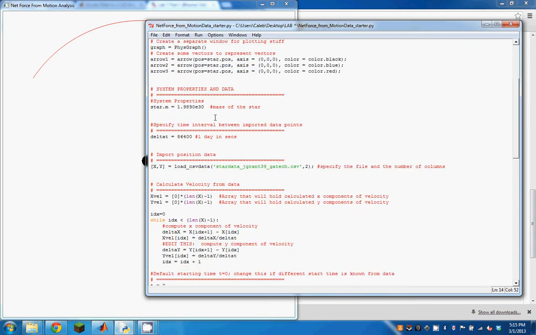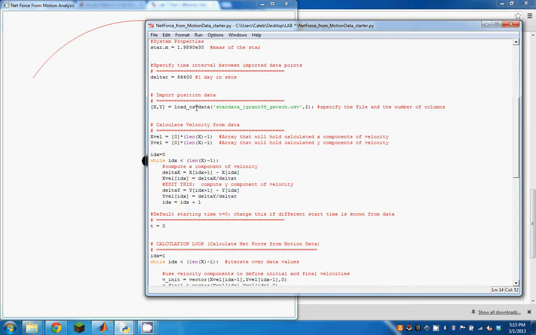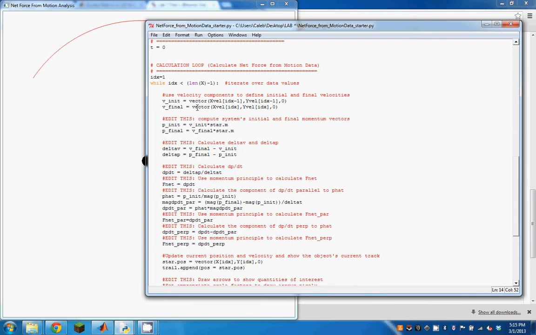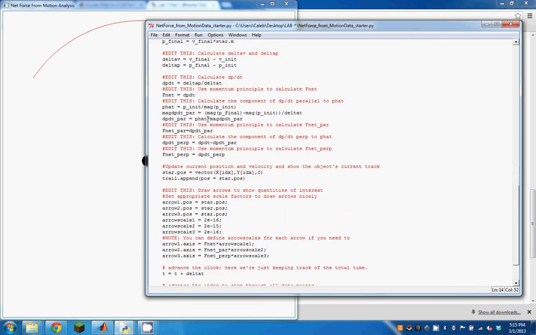And mass of the star. I mean, it's all in here. Using the parallel and perpendicular changes of momentum and magnitude to do all those things.